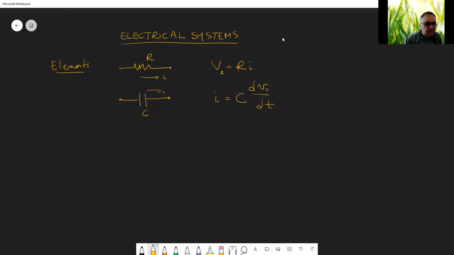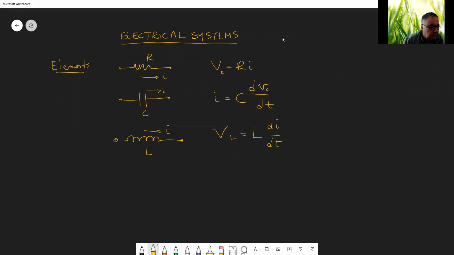As you know, this stores electrical energy, and there is also the inductor L, which stores magnetic energy. The current is here, and the voltage drop here is proportional to the rate of change of the current. These are the basic passive electrical elements.